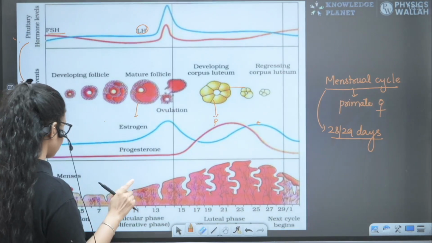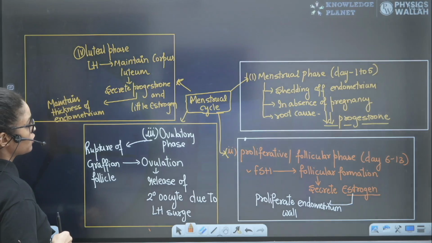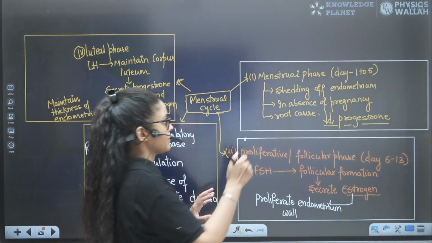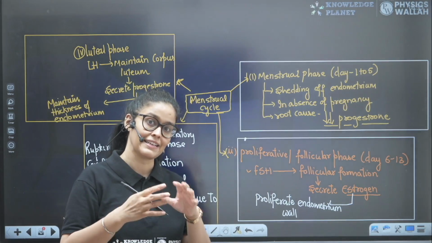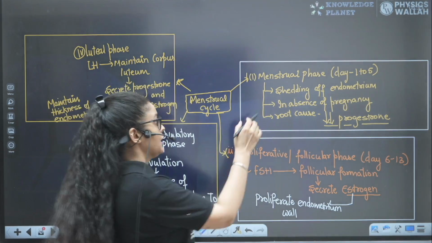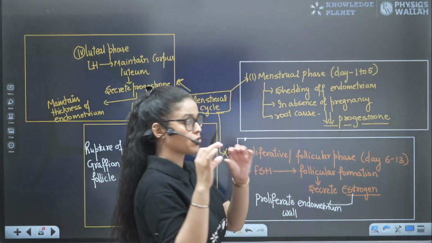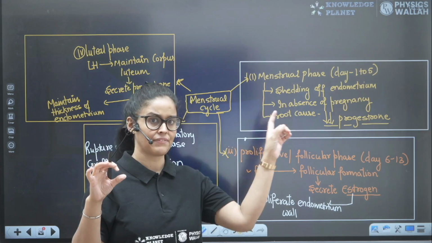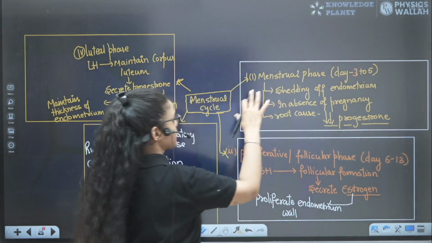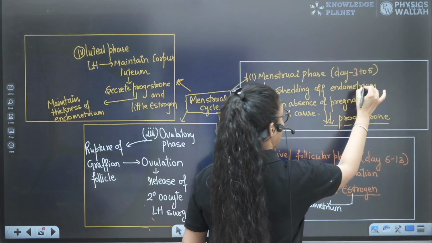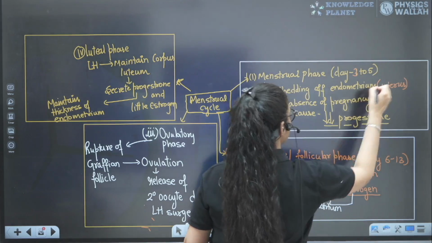Let's see it. During the menstrual cycle, a total of 4 phases are there. So what are those 4 phases? In those 28 days, it means after every 28 to 29 days, the menstrual cycle repeats itself, right? So the menstrual phase starts from day 1 to 5. So out of 28 to 29 days, 3 to 5 days are basically for the menstrual phase, in which shedding of the endometrium layer, the inner lining of the uterus, happens in the absence of pregnancy.